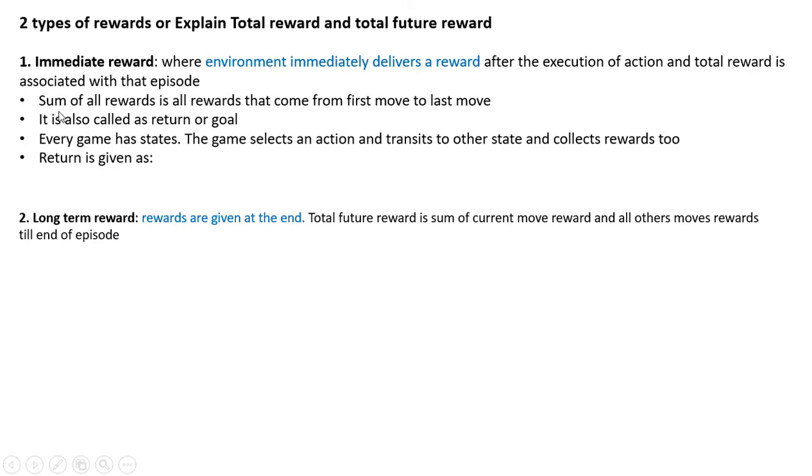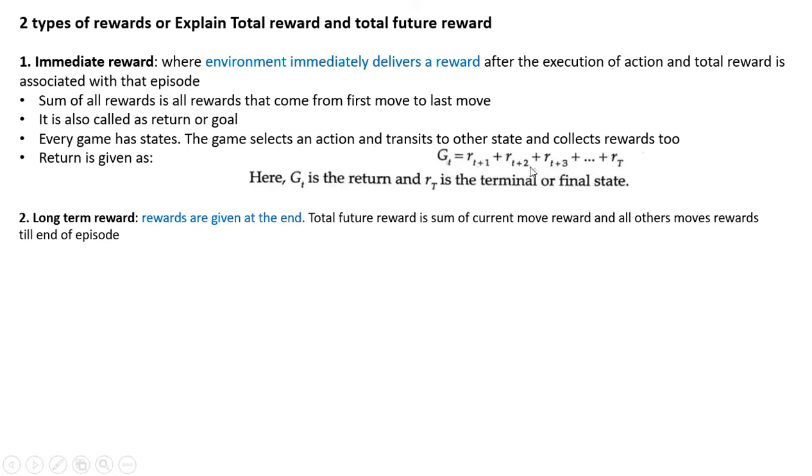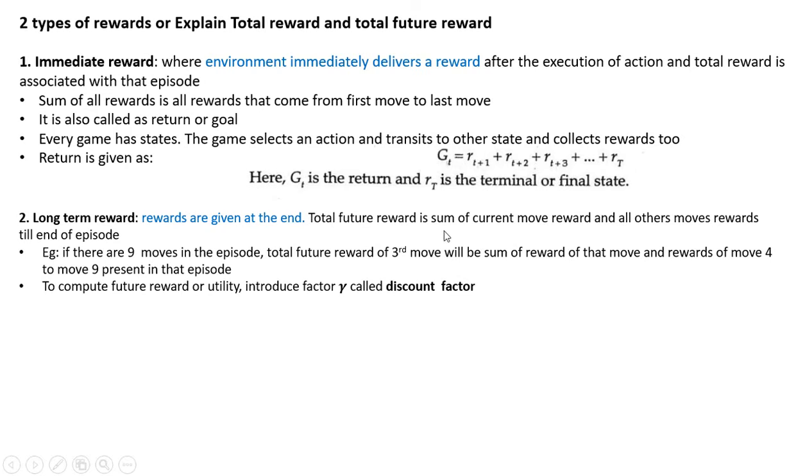Immediate reward, since it is immediate, is the sum of the rewards from the first move to that particular last move. Let's say I am doing some 5 actions and I am collecting the reward at state 3. My reward at the end of state 3 would be the reward from state 1, plus the reward from state 2, plus the reward from state 3. So I will be collecting the rewards from the first move to that particular move where I am collecting the rewards. But long-term reward is the total.